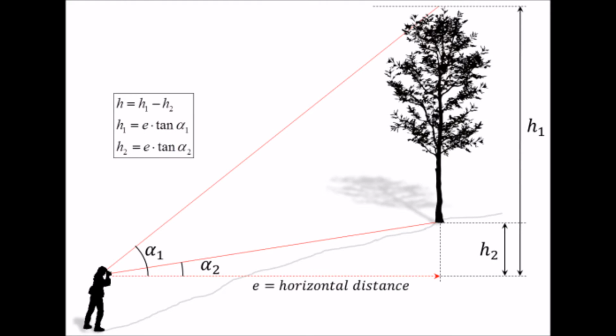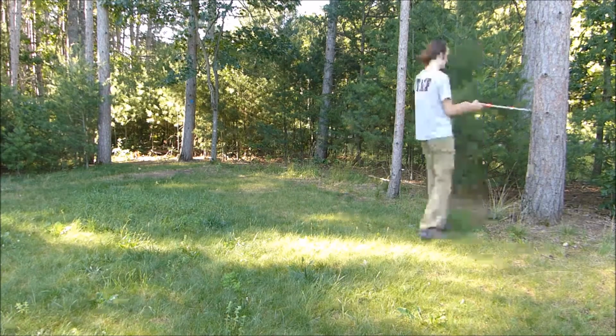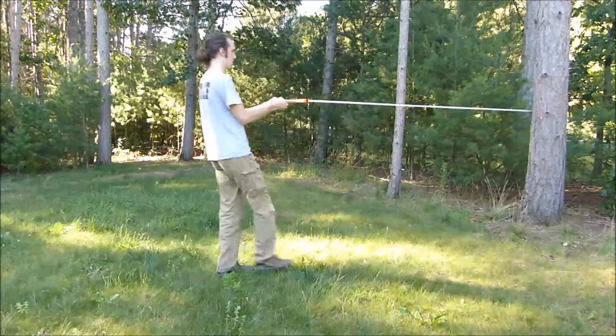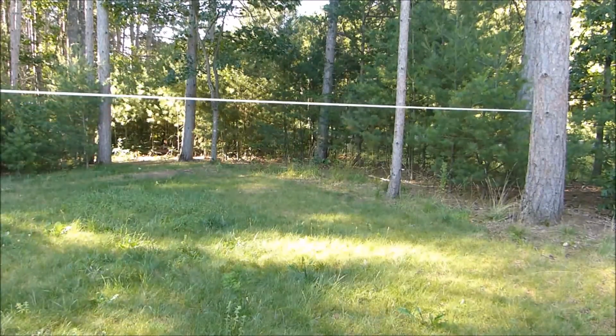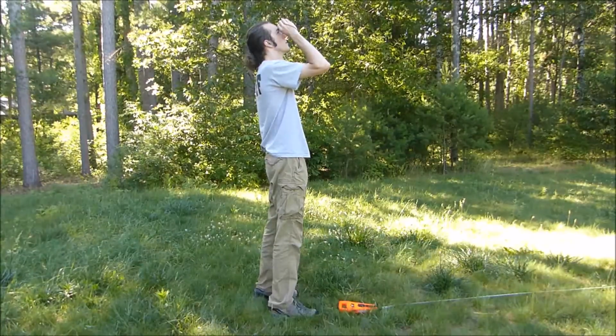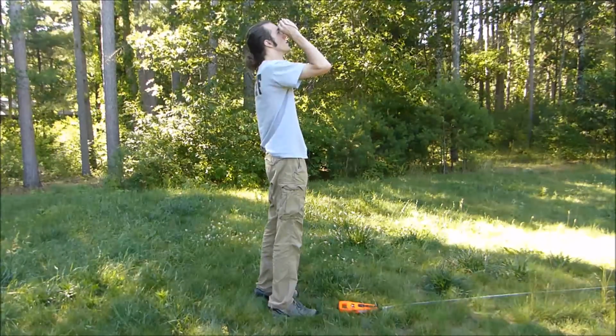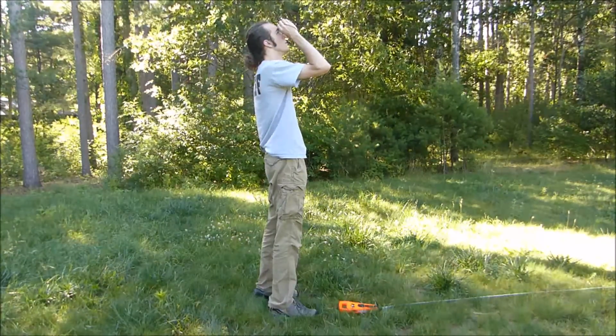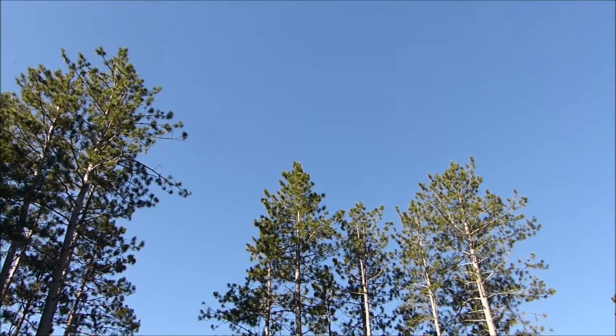To begin, form an imaginary triangle between yourself, the top of the tree, and the base of the tree. Measure the distance from the tree using the measuring tape from where you can clearly see the top of it. Standing at that point, sight the top of the tree using the clinometer, making sure you keep both eyes open so that the scale is clear and readable in relation to the top of the tree.